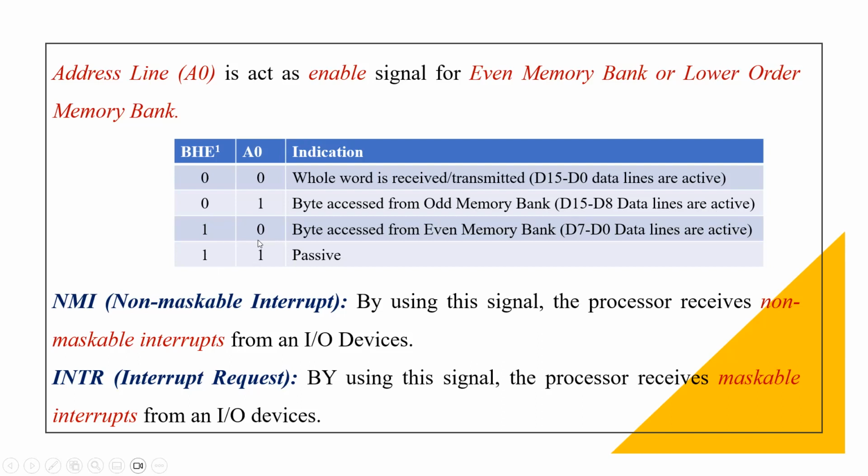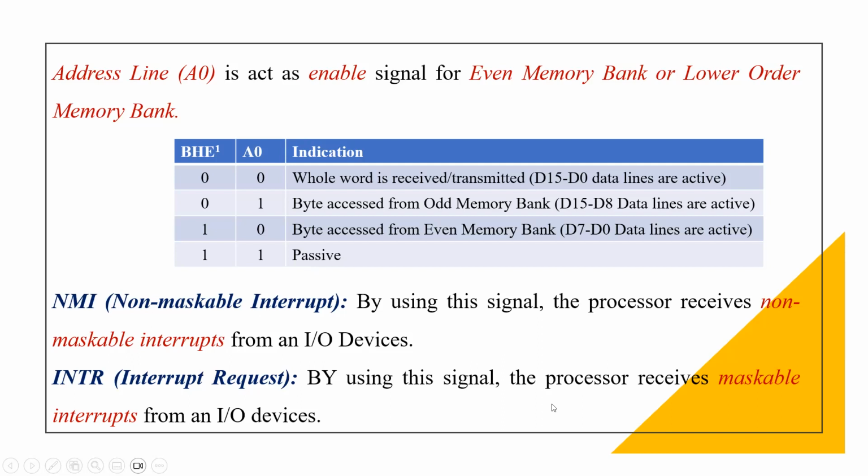For the next case, 1, 0, the A0 signal is 0. So the even memory bank was enabled. A byte was accessed from the even memory bank. At that time D7 to D0 data lines are active. Once both the signals are 1, 1, none of the banks is active. It is a passive case or invalid case.